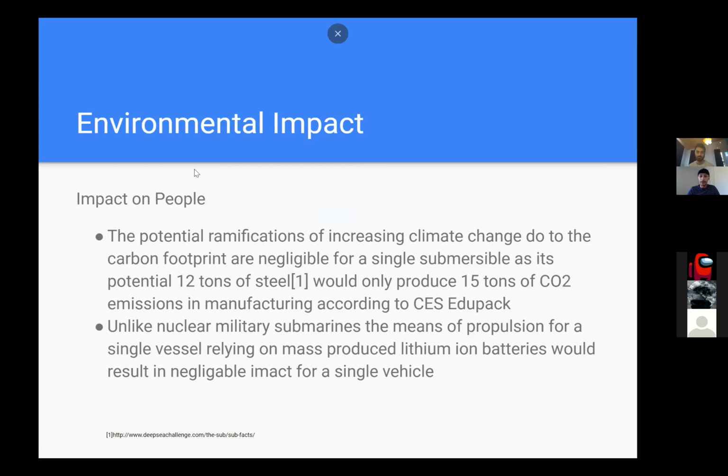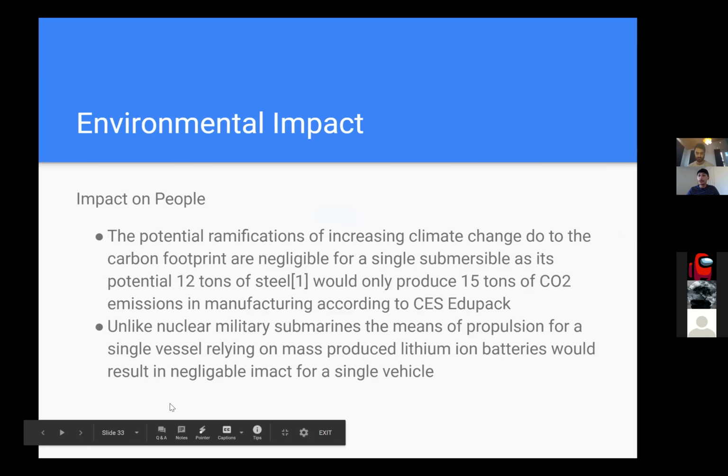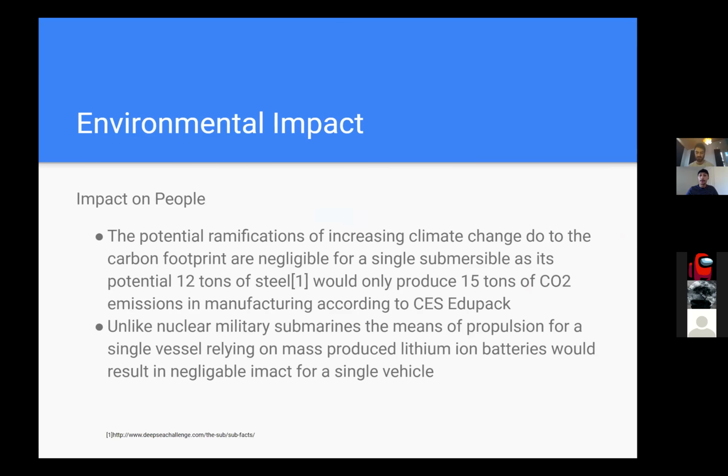So now we're going to talk about the impact on the environment, and we're going to talk about the impact on the environment in three regards. Firstly, we need to talk about the impact on people and understanding, the biggest issue when it comes to anything today is its impact on climate change and its emissions of greenhouse gases first and foremost.